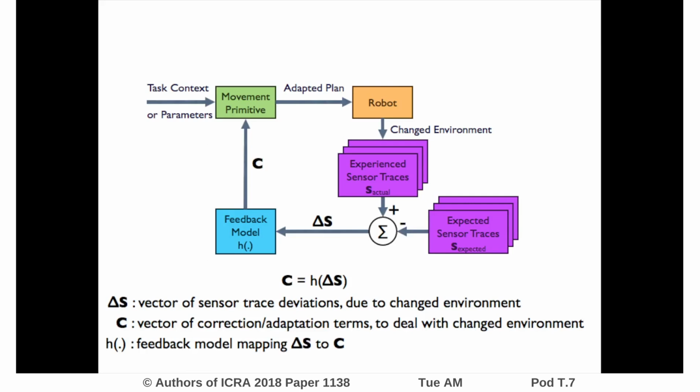For mapping the sensor trace deviation delta S to the plan correction C, a feedback model H is required. In this work, we would like to acquire the feedback model by learning from human demonstration.